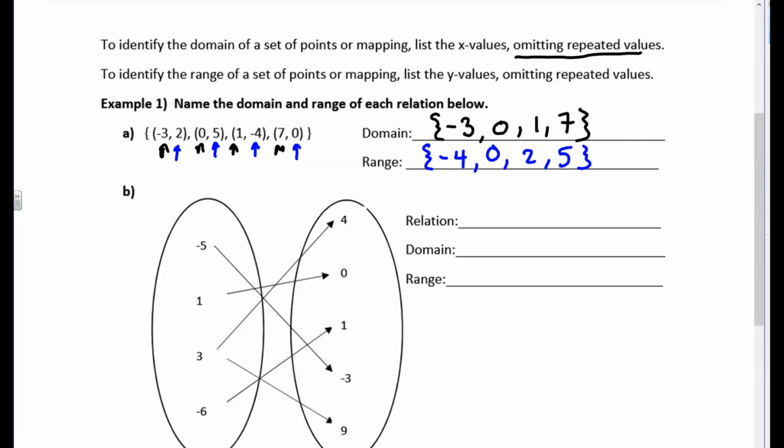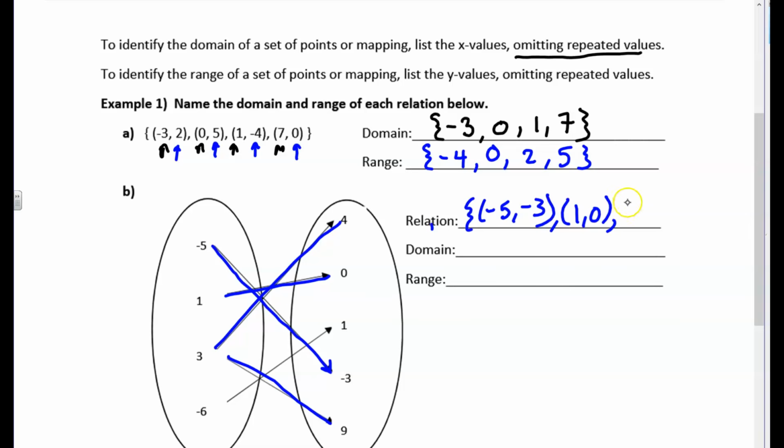To determine the relation, what I want to do is basically write down every single pair of points that are produced by this mapping. And so we simply follow here, like -5 maps to -3. So that means we'd have the point -5, -3 in our relation. 1 maps to 0, so we would go 1, 0 in our relation. Then 3 maps to 4 and 3 maps to 9, so it shows up twice, 3, 4 and 3, 9 in the relation. And then 6 maps to 1, and that's my last point in our relation. I'm running out of space here.